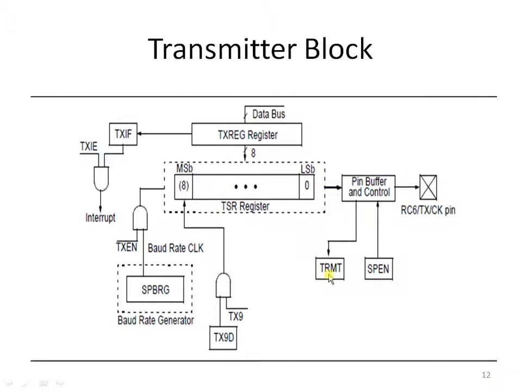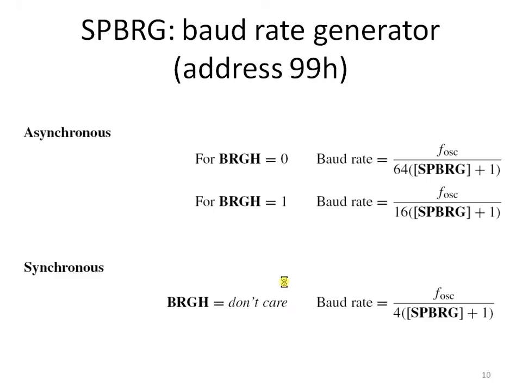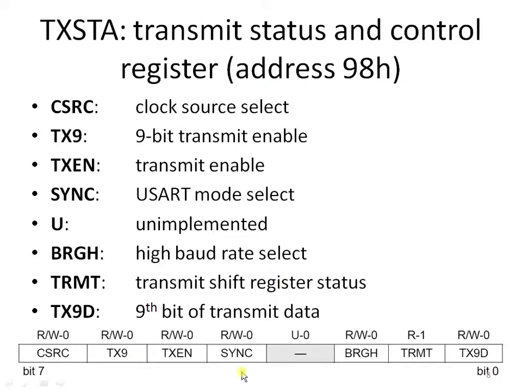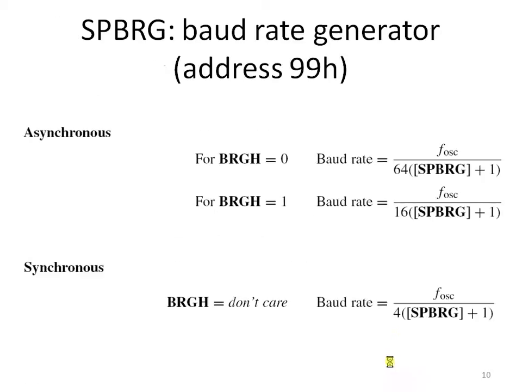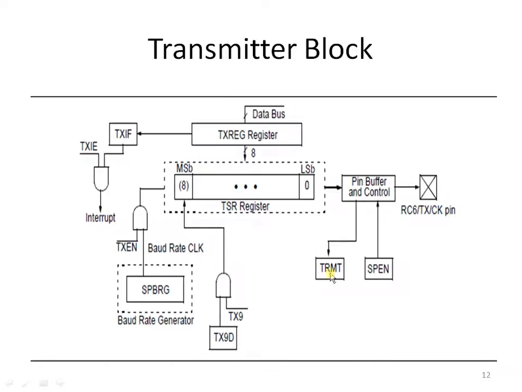And here TRMT, this is the bit we are talking about in case of TXSTA. I'll show you that. So we are talking about this bit, TRMT. TRMT will give you the status of the shift register. Whenever this shift register has become empty, TRMT will become 1, indicating that the shift register inside the transmitter block is now empty. Now the processor can place one more character into the UART.